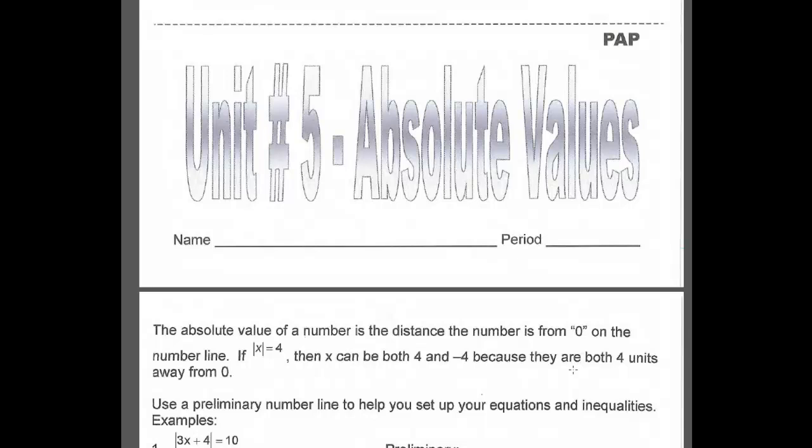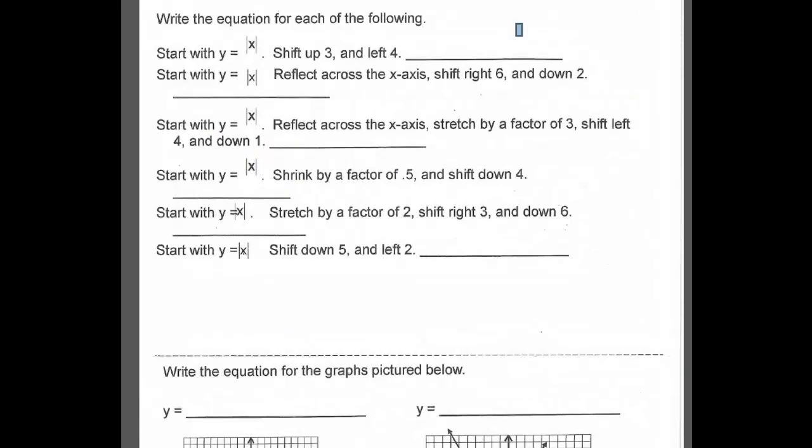We continue Unit 5, Absolute Values. Now we write the equation for each of the following. So again, looking at that original parent function transformation, let me rewrite that for you. When we write the equation for each of the following, we do the same thing that we did in Unit 2, Transformations of Parent Functions. We do the same concept, except now we're just doing it with the absolute value.